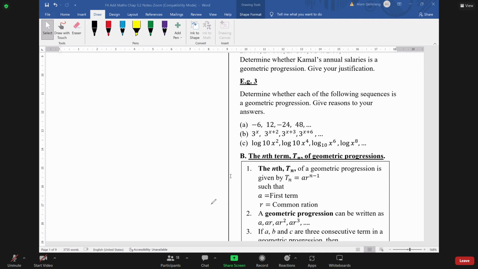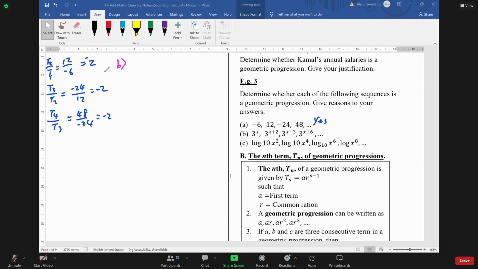A, yes, now. Okay. So A is T2 divided by T1, right? So this is negative 2. T3 divided by T2, so that is negative 2 also. T4 divided by T3, so 48 divided by negative 24, so negative 2. So A, yes, right?